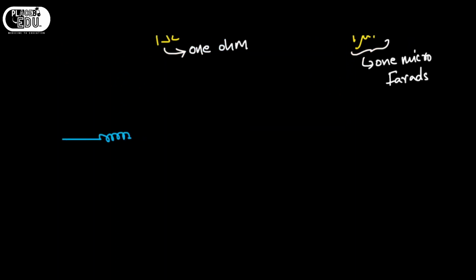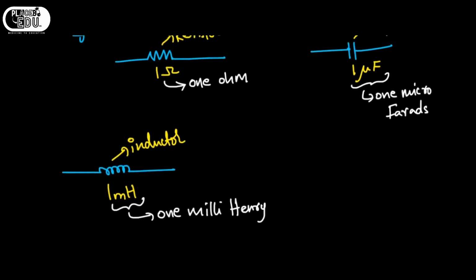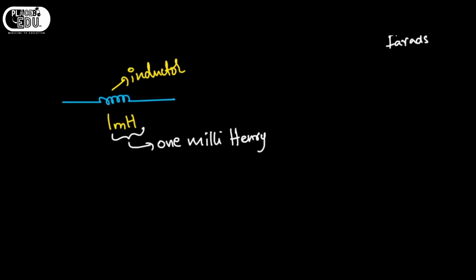The next symbol is inductor. This is inductor. Here I'm writing 1 mH. So how to read this is 1, and the m is nothing but milli, and H is Henry. Understood? These are the passive elements which we are going to use in networks.